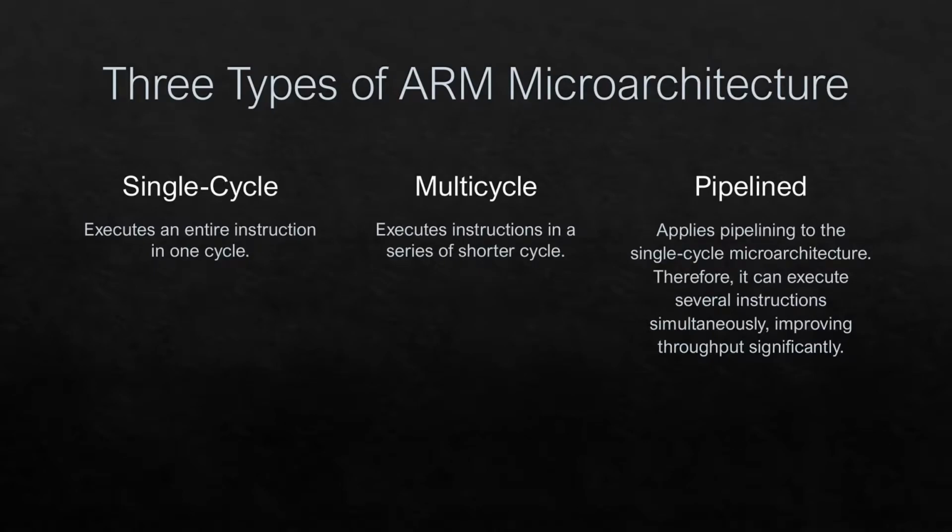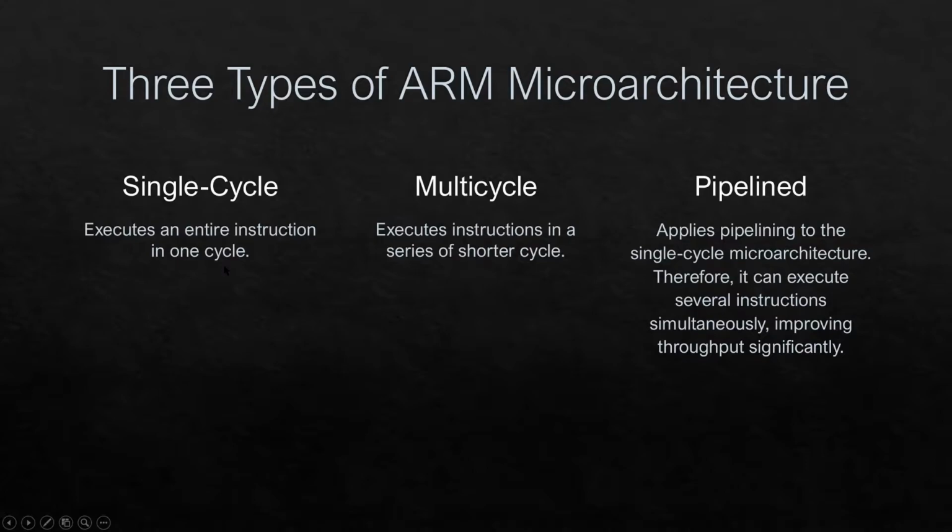First off, there are three types of ARM microarchitecture. There's the single cycle microarchitecture, which we're going to be talking about in this presentation, the multi-cycle, and the pipeline microarchitecture. The single cycle executes an entire instruction in one cycle, while the multi-cycle executes instructions in a series of shorter cycles, and the pipeline applies pipelining to the single-cycle microarchitecture. Therefore, it can execute several instructions simultaneously, improving throughput significantly.